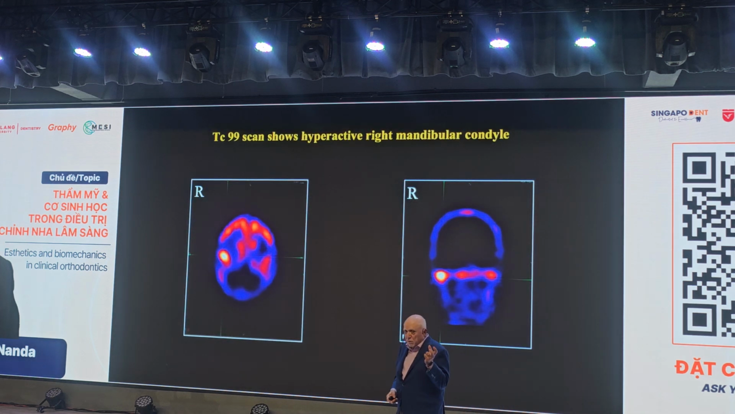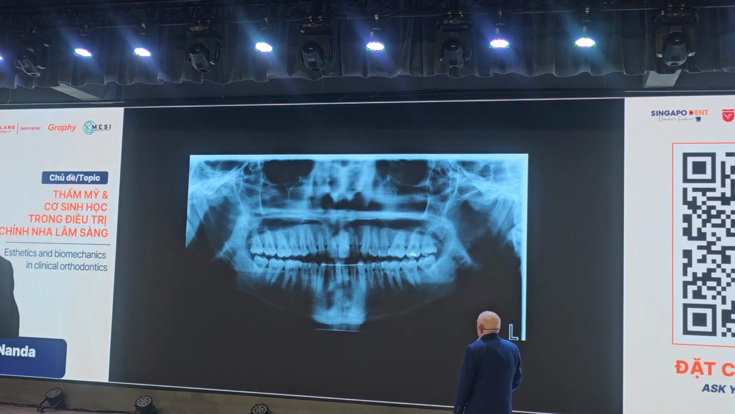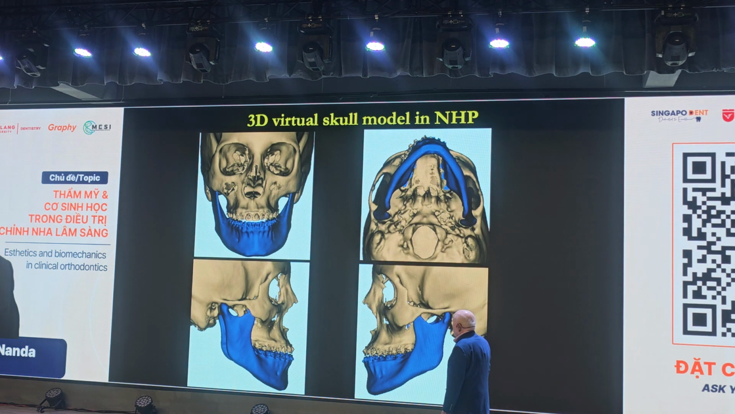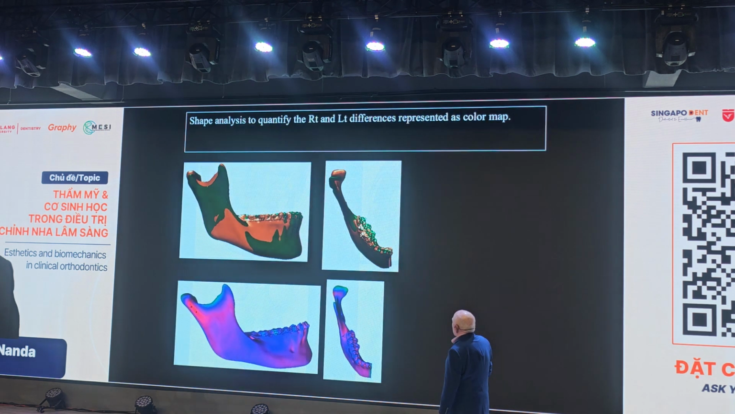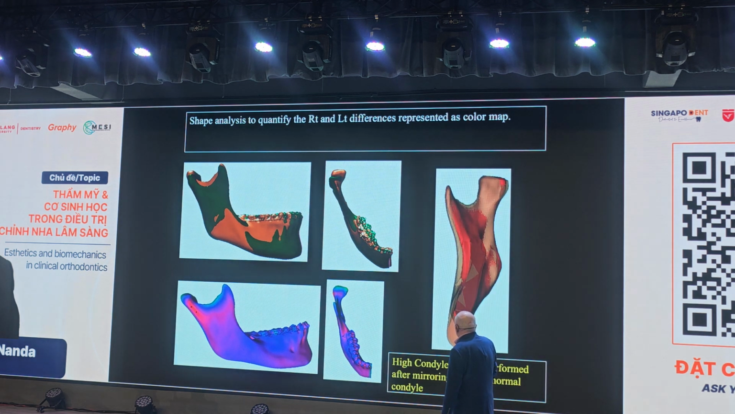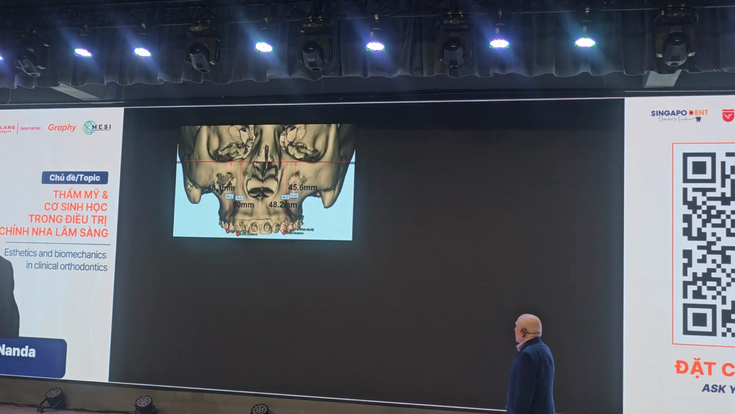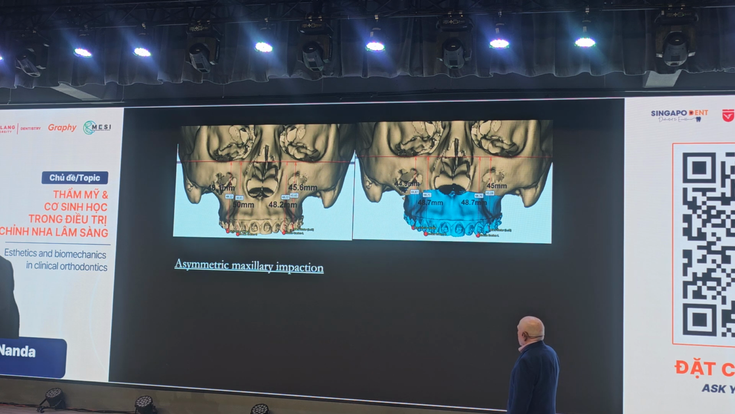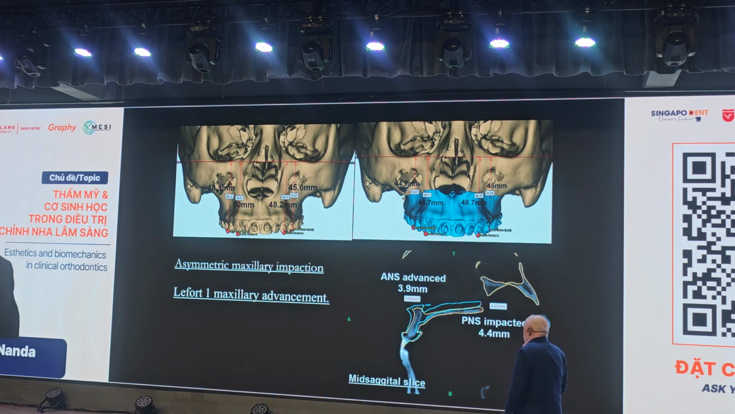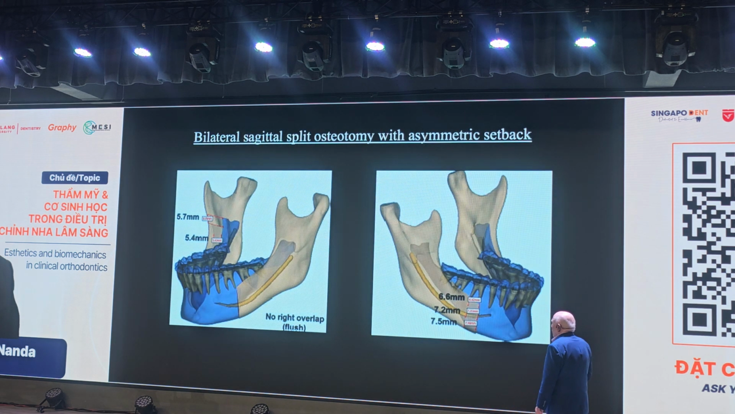one condyle which is hot and one condyle is not hot in this patient. So what we are going to do is condylectomy in a patient like this. And this is a virtual skull model. Just to show you the type of high condylectomy we will do, take about 2 to 3 millimeters of condyle in this patient. And this is the treatment plan we are going to do. Asymmetric mandibular impaction, four-piece maxillary advancement. And you can see in the lower, no overlap on that side. This side we are going to move the mandible forward.